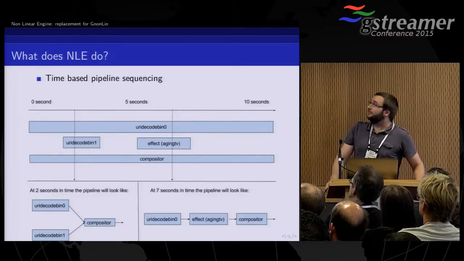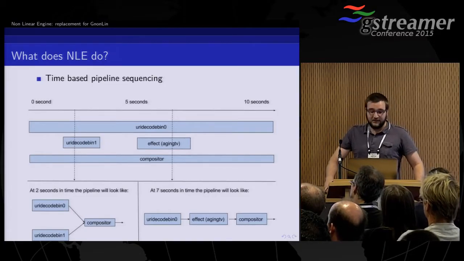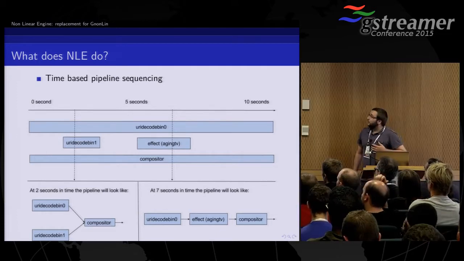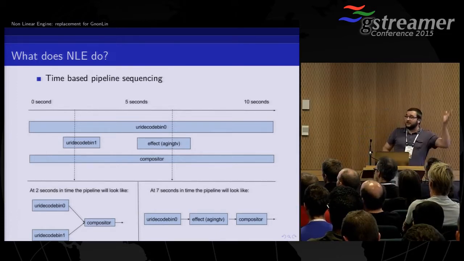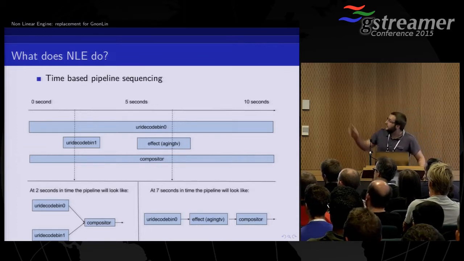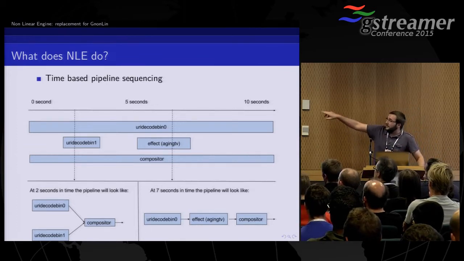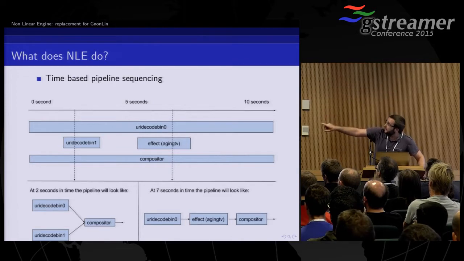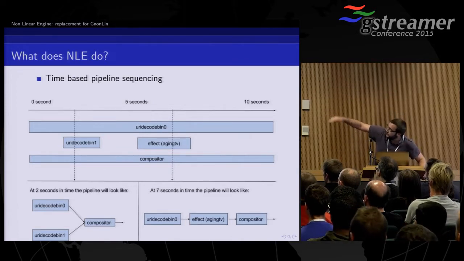Basically, it's doing time-based pipeline sequencing. So the user will say, okay, I want from 1 second to 5 seconds, in that case 0 to 10, URI decode bin 0, and then etc. So you can have several elements.